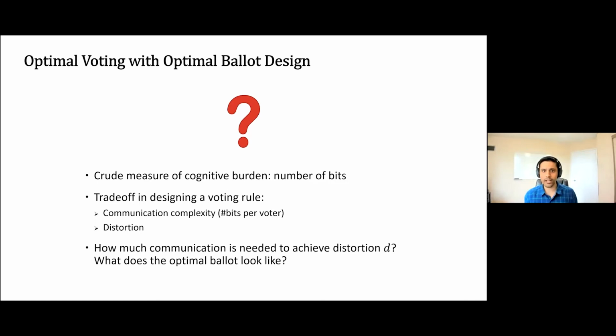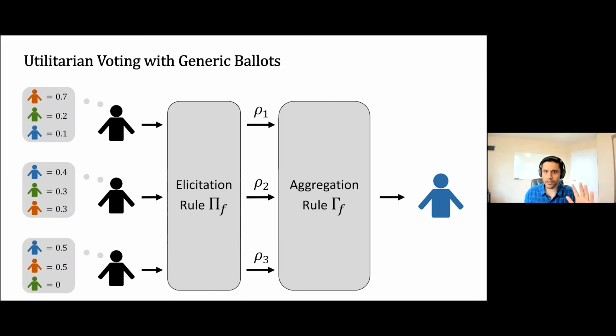And so now that we have this quantitative measure of the cognitive burden imposed on the voters, we can start to ask for the trade-off between this communication complexity, which is the number of bits that each voter has to convey, and the distortion that we can achieve. In particular, we asked what is the lowest amount of communication that we need in order to achieve a desired distortion level T. And if we want to achieve this lowest communication, what does that optimal ballot look like? This is based on a couple of joint works with Ariel Procaccia, Debmalya Mandal, and David Woodruff.